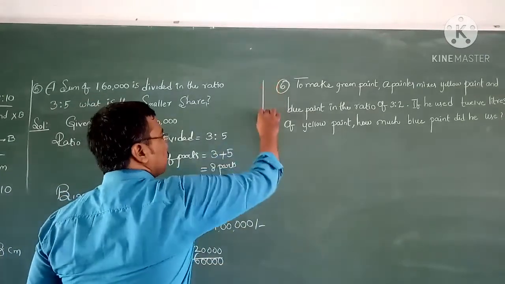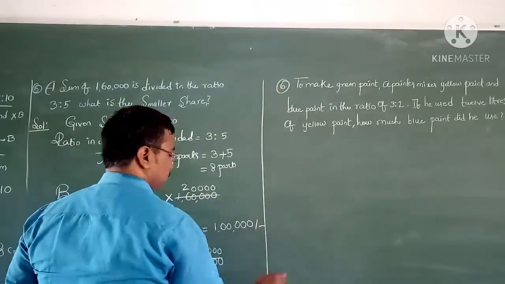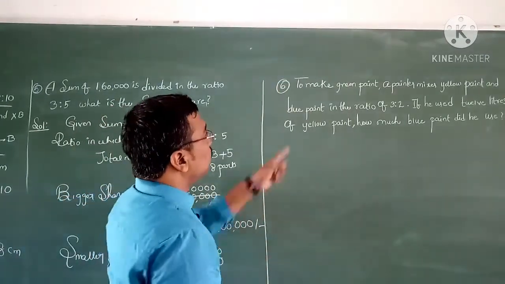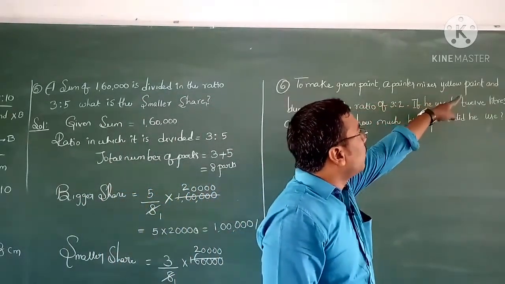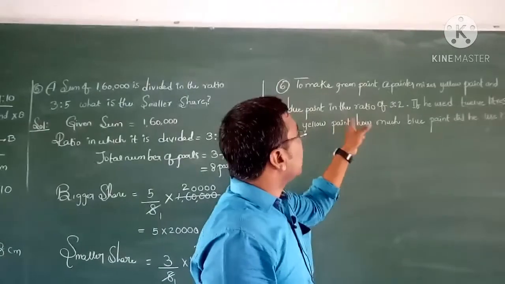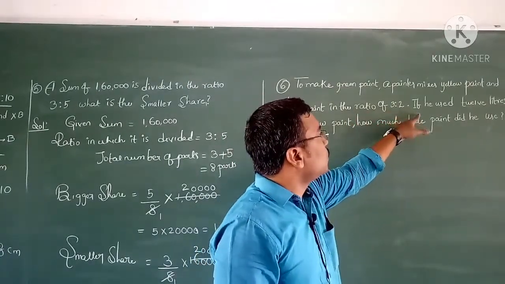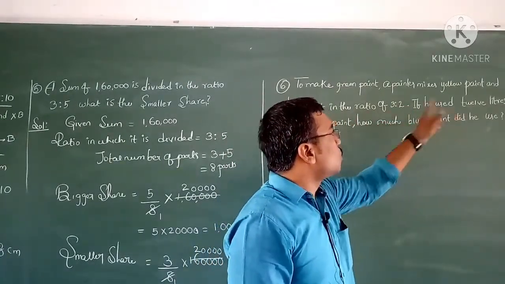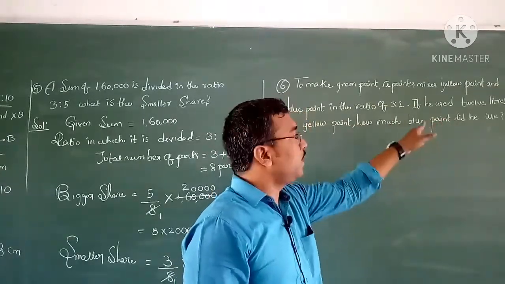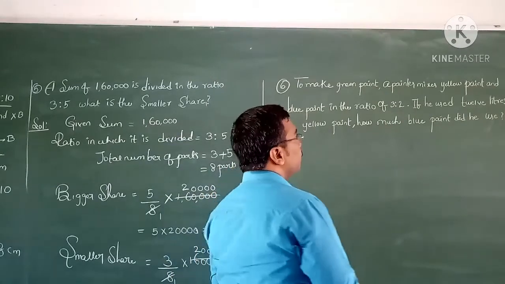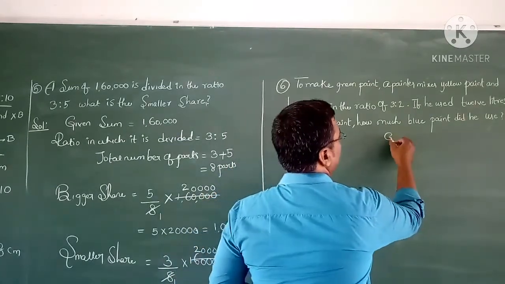See, to make a green paint, a painter mixes yellow paint and blue paint in the ratio of 3:2. If he used 12 liters of yellow paint, how much blue paint did he use? See here, green color paint.